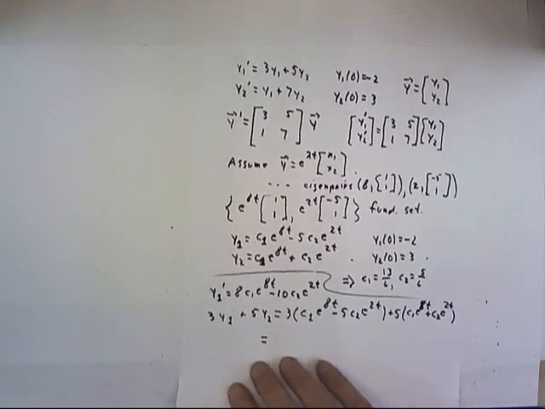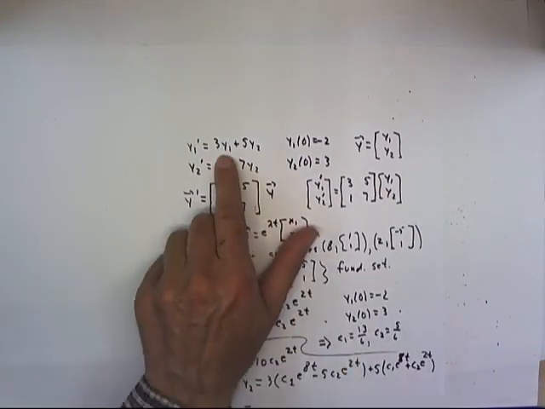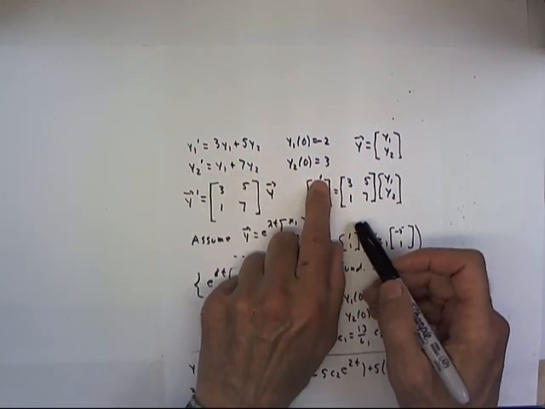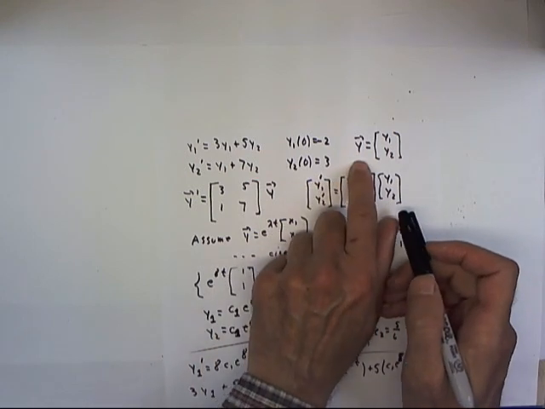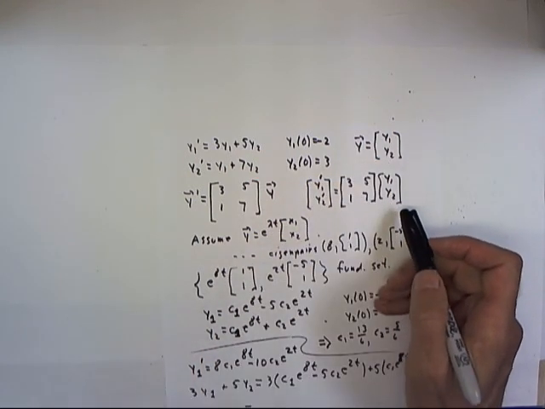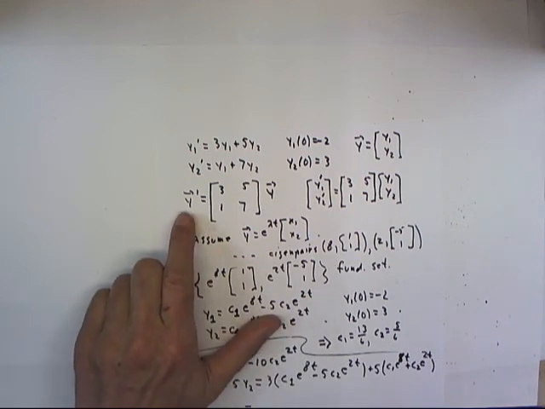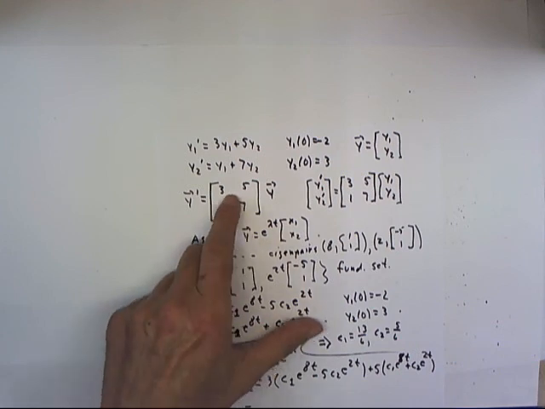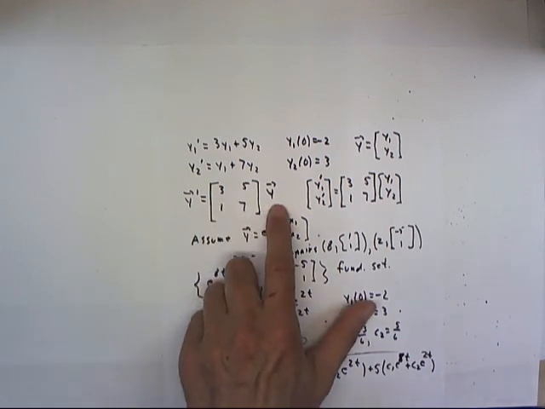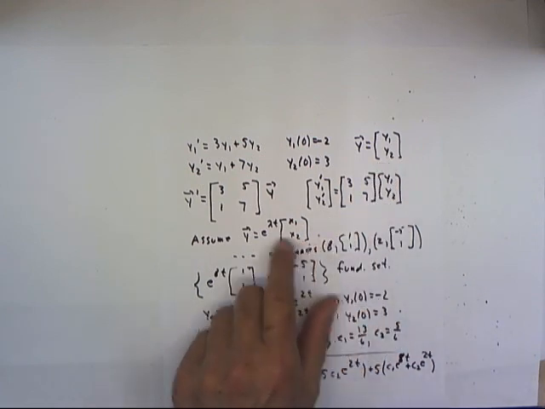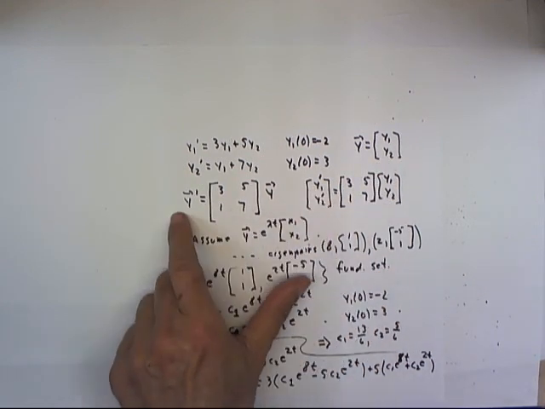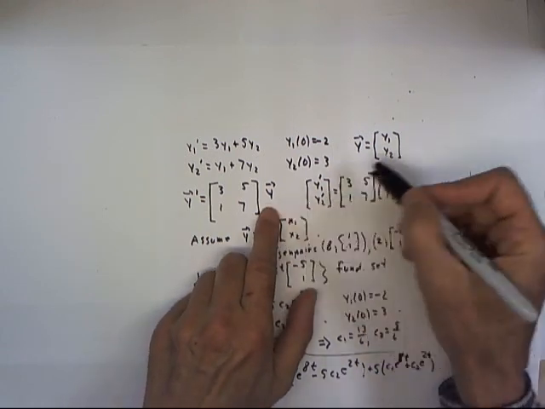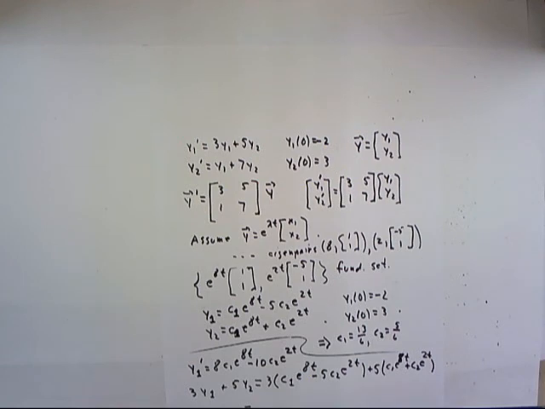To summarize, our original equations with these initial conditions, using y vector equal to y1, y2 column vector, give us the equation y prime equals 3, 5, 1, 7. That's our A matrix multiplied by y. That translates in terms of this y vector to y1 prime, y2 prime. That's our y vector prime equals the same matrix times our y vector, which is just the y1, y2 vector.